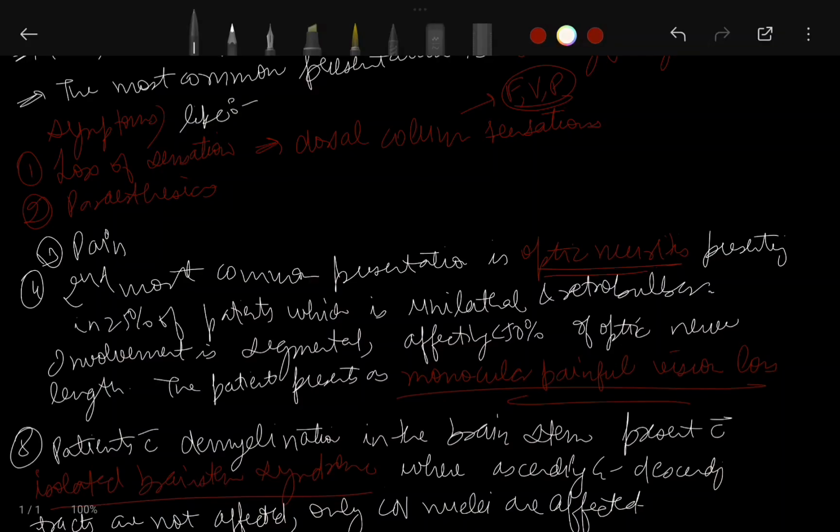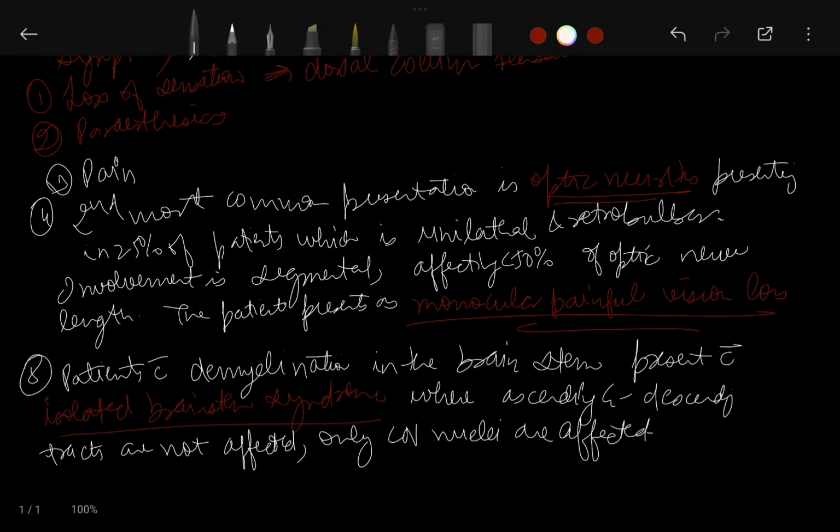First of all, the second most common presentation is optic neuritis, which presents in only 20% of the patients. It is unilateral, that means it affects only one side, and retrobulbar means behind. Involvement is usually segmental, and it affects less than 50% of the optic nerve length. The patient presents as monocular, one-sided, painful vision loss.